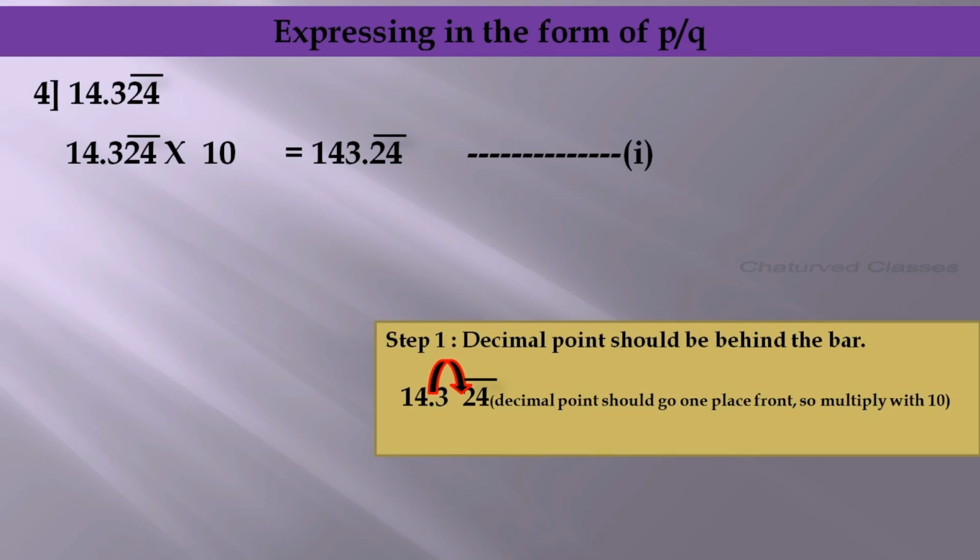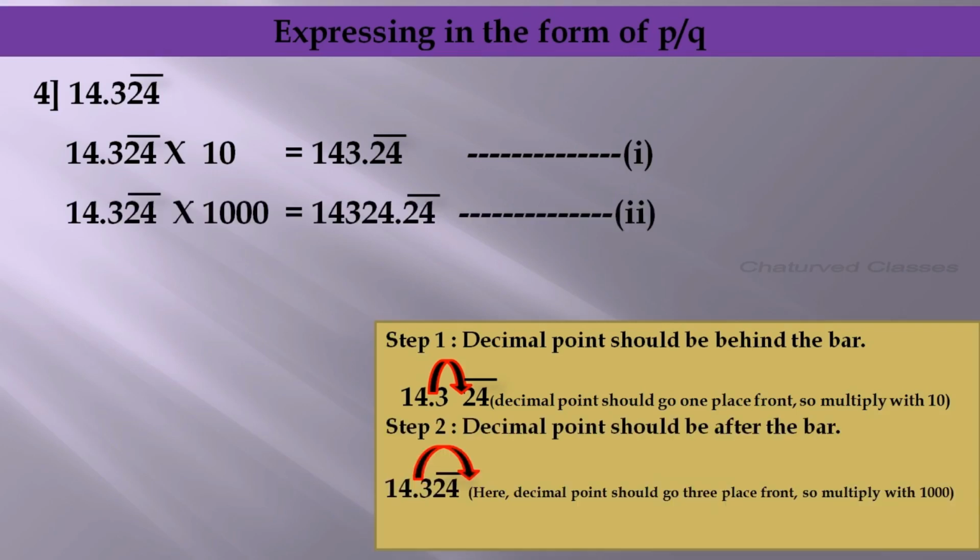As you know, step 1 indicates the decimal point should be behind the bar. So the decimal point should go one place front, so multiply with 10. When you multiply with 10, you get 143.24 bar and you call it equation number 1. In step 2, the decimal point should be after the bar. Here the decimal point should go three places front, so multiply with 1000. When you multiply with 1000, you get 14,324.24 bar and you call it equation number 2.